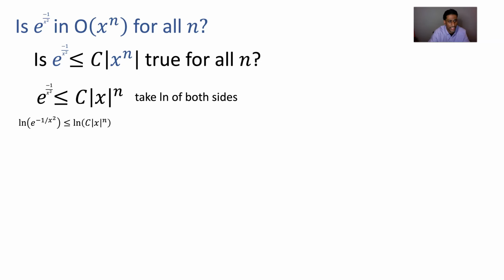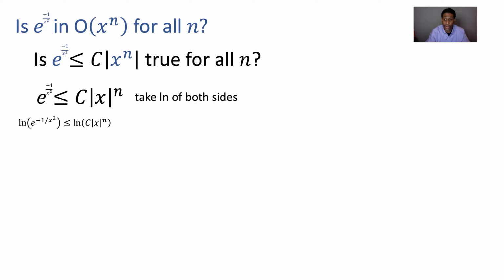In doing that, we'd have the ln of e to the negative 1 over x squared. On the right-hand side, we'll have the ln of c times the absolute value of x to the n. Subtle thing I did there: the absolute value of x to the n is equal to the absolute value of x, the entire thing raised to the n. It's multiplicative like that.